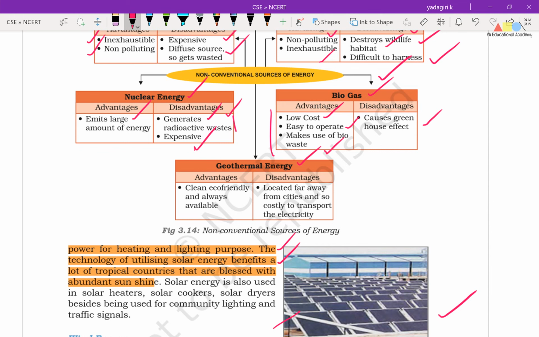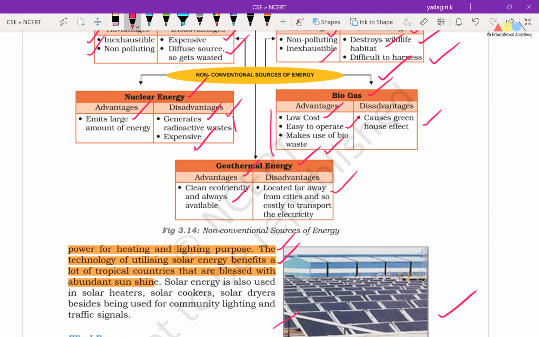Friends, last one, the geothermal energy, the advantages are it is clean and eco-friendly and always available. The disadvantages are it is located far away from cities and so it is costly to transport the electricity.